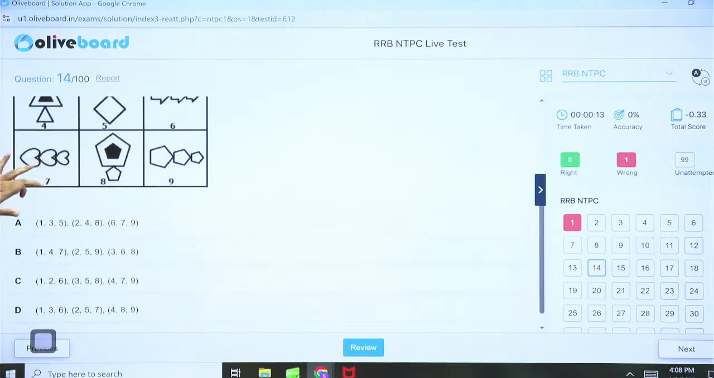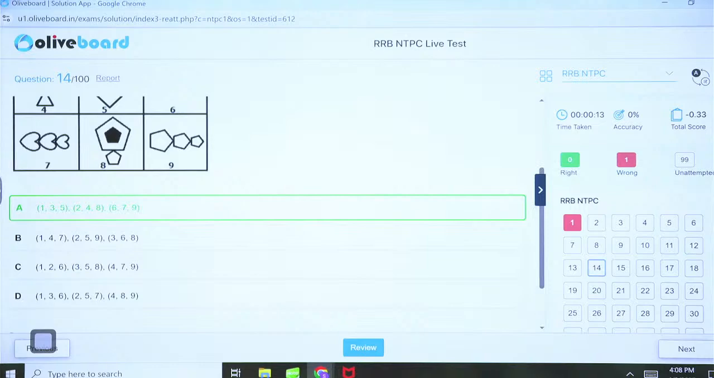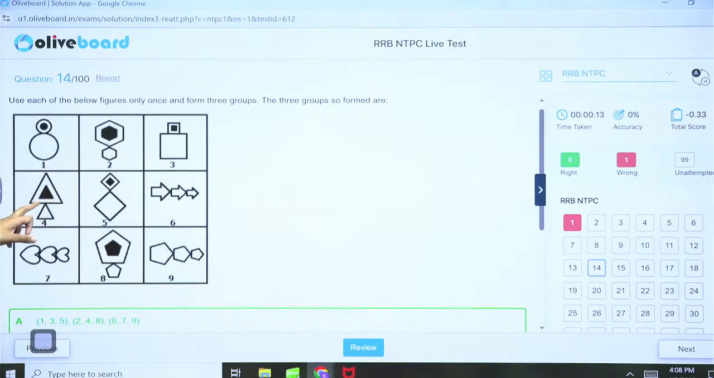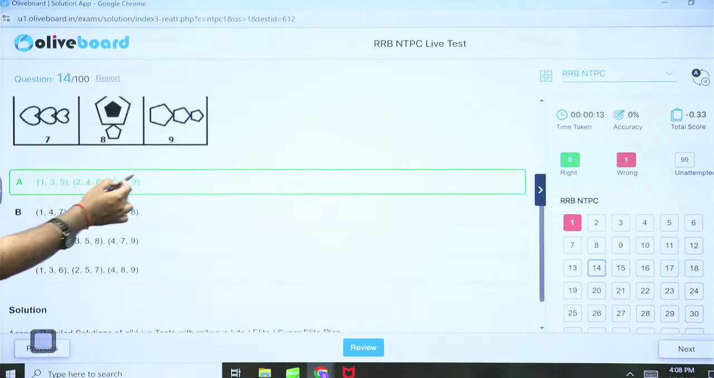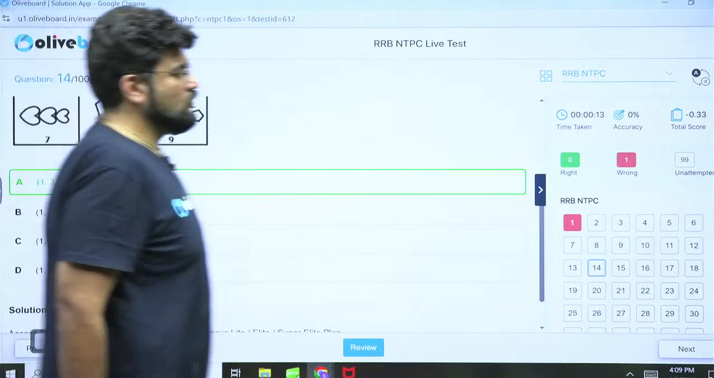Now 1, 5 and 3 are together only in one option, which is our correct option. 2, 4 and 8 are together, you can see they are all looking alike, and the remaining 7, 9 and 6 are together. So if you are getting confused, you can also check between 7, 6 and 9. There is no other option, so option A would have been the right answer. Correct. Let's look at the next question now.